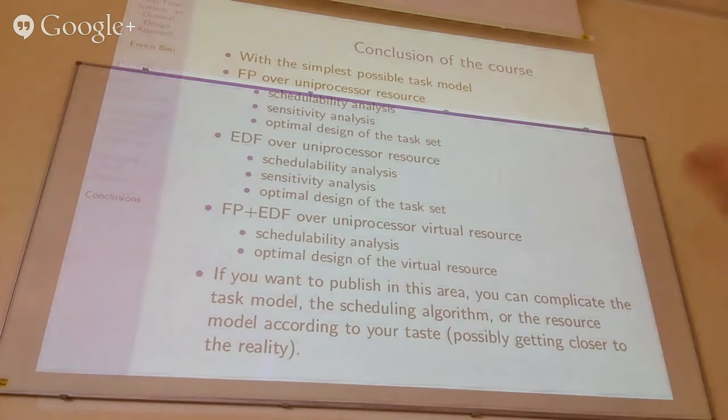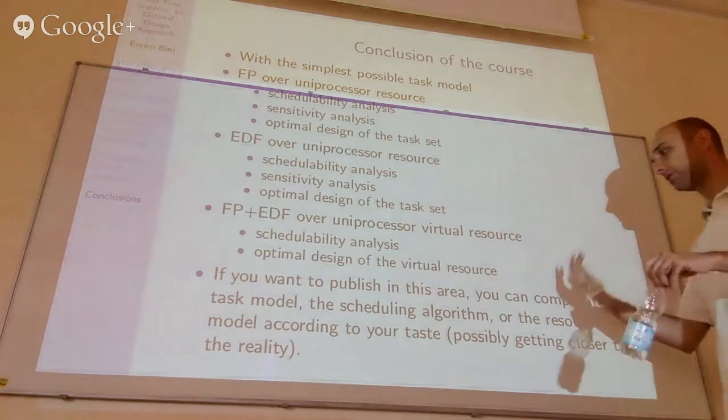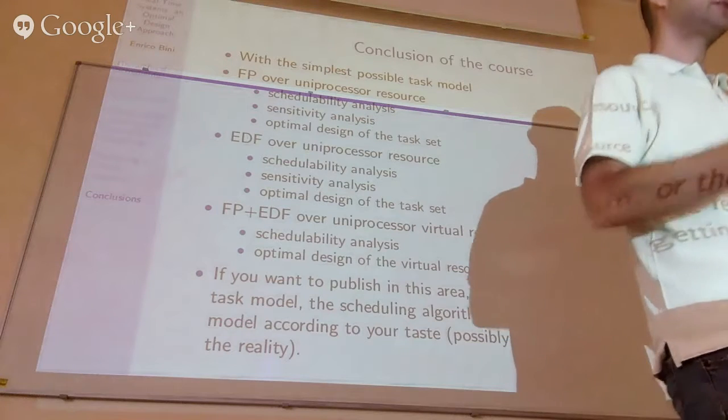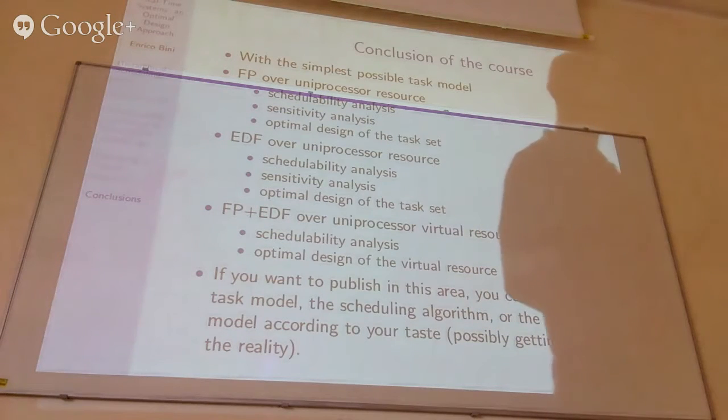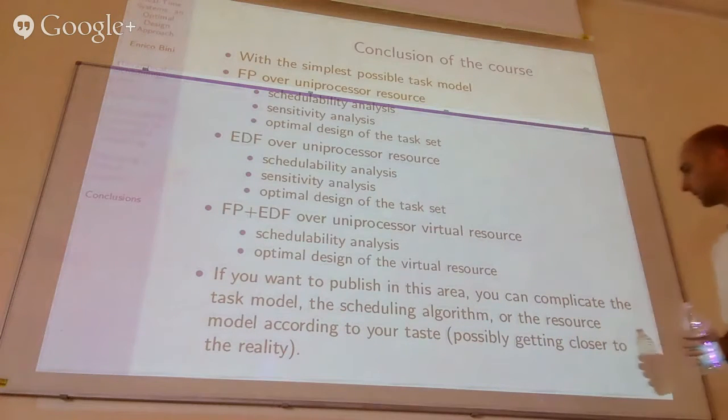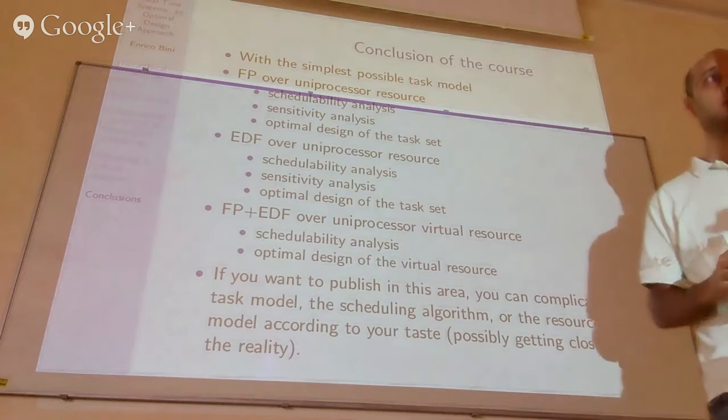If you want to publish in this area, you can just complicate the model. The area is quite active, so many things have been published already, but there is space for some contributions. If, for example, you want to complicate the model or the platform model, possibly getting closer to reality, because this task set is extremely simple. Maybe it's a bit far away from reality. And that's it. So this concludes the course.